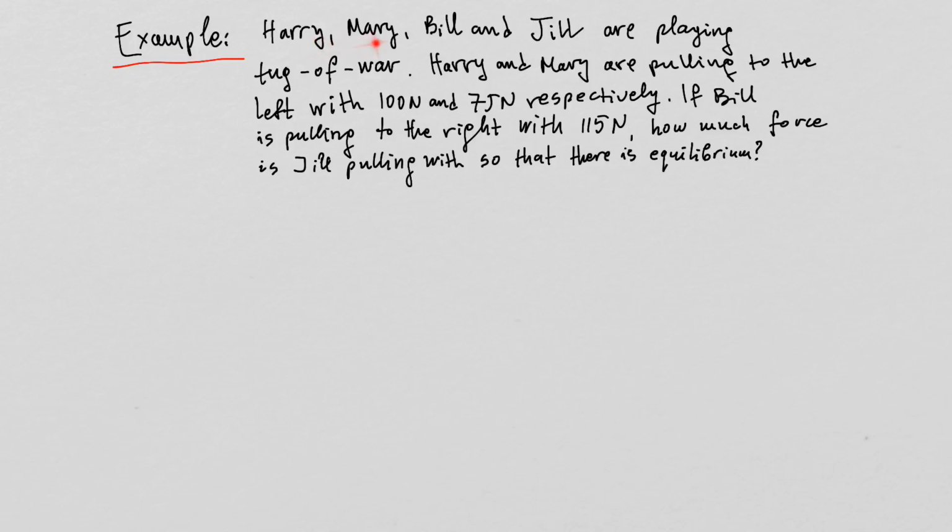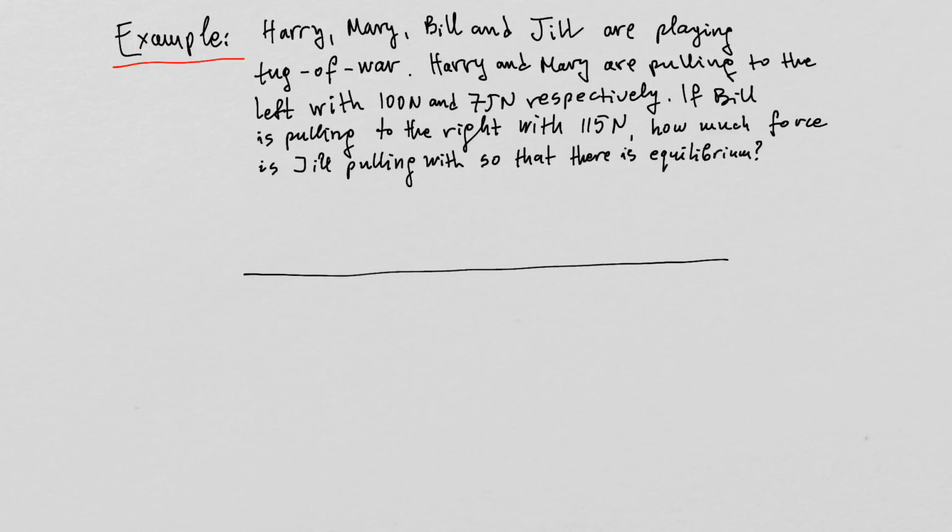So Harry and Mary, Bill and Jill are playing a game of tug of war. Harry and Mary are pulling to the left with 100 newtons and 75 newtons forces respectively. If Bill is pulling to the right with 115 newtons, how much force is Jill pulling with so that there is equilibrium? So let's sketch the situation and let's see how we deal with this problem.